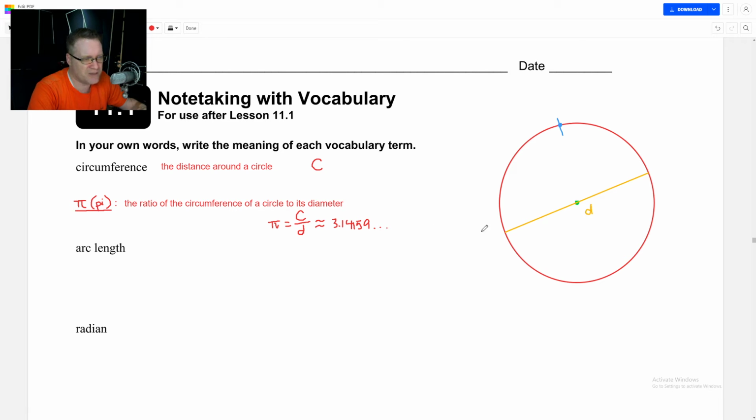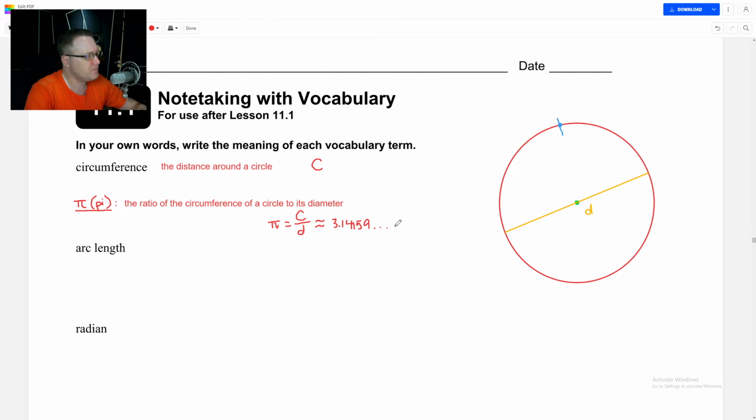Pi just keeps going and going because it's what we call an irrational number. You don't need to know that right now. An irrational number is just a number with a decimal expansion that keeps going forever, infinite. So whenever you take any circle, it does not matter how big or how small, if you find its circumference and its diameter and divide the two, you will always get pi. Always. That's what pi is.